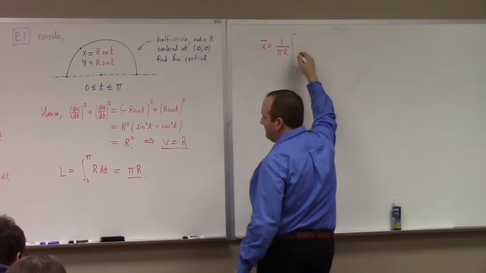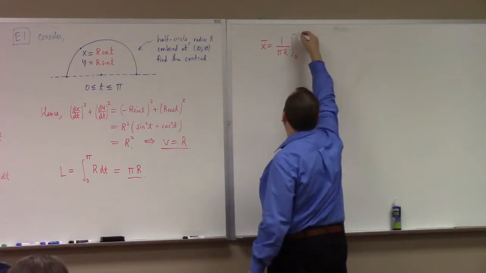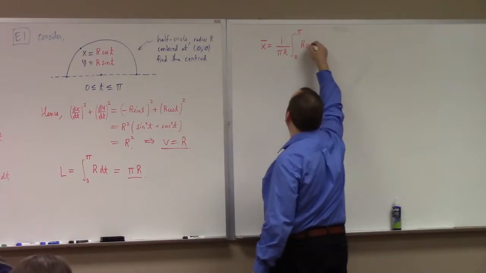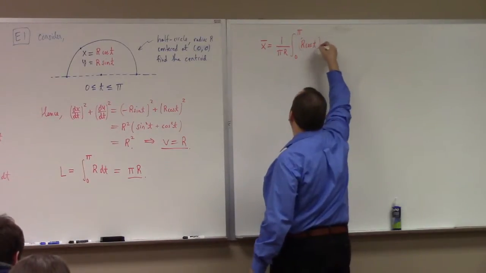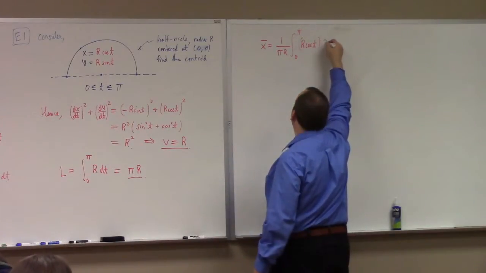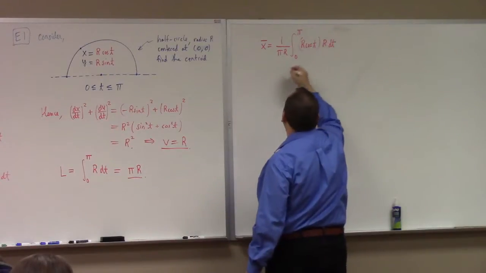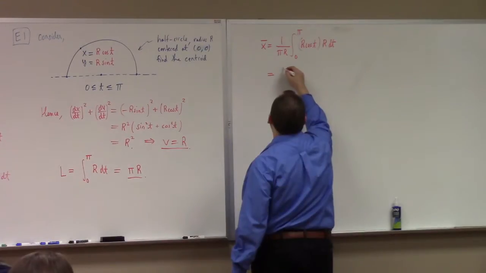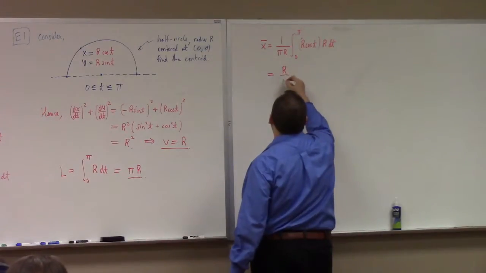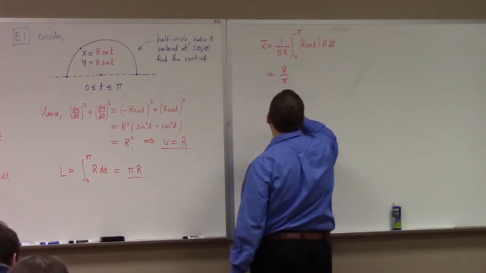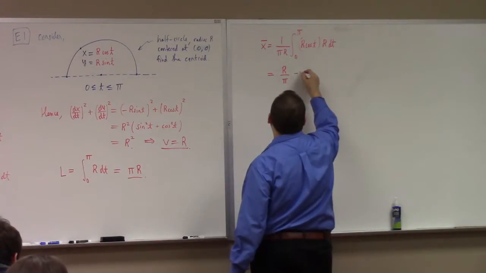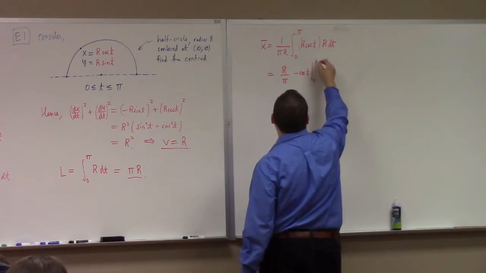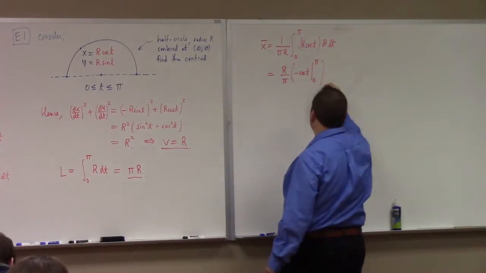Integral from what? From 0 to pi, right? What's my x? R cosine t. And then my speed, r dt. So what do we get? We got ourselves an r over pi, right? And then minus the cosine of t evaluated from 0 to pi by fundamental theorem of calculus, part 2.